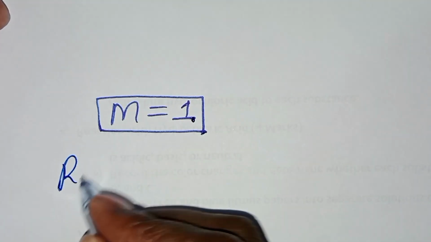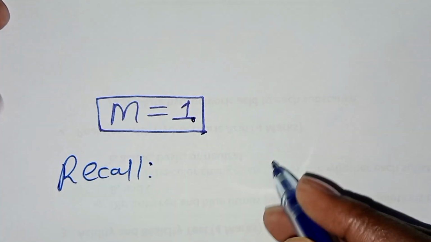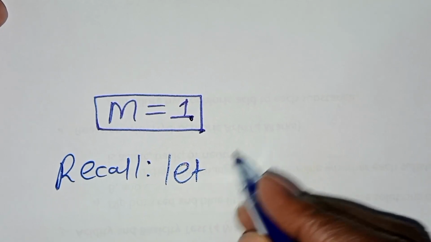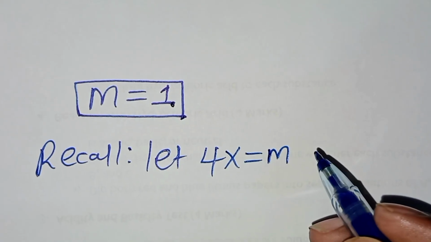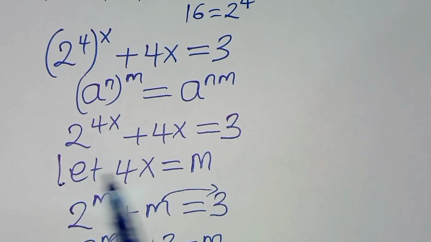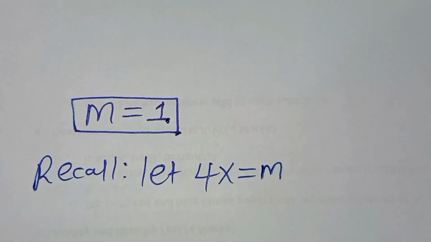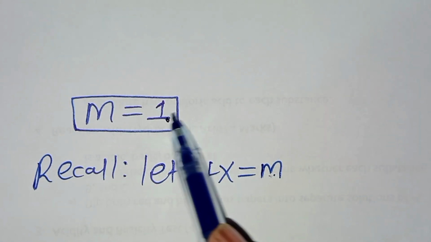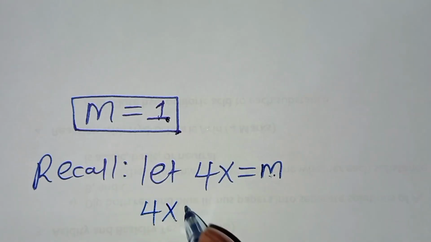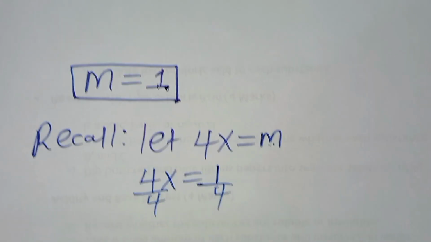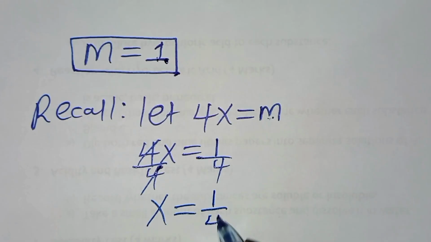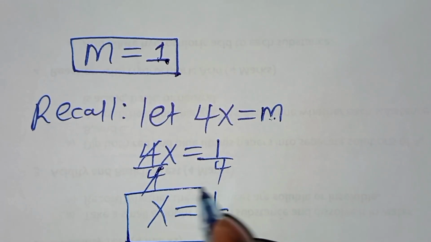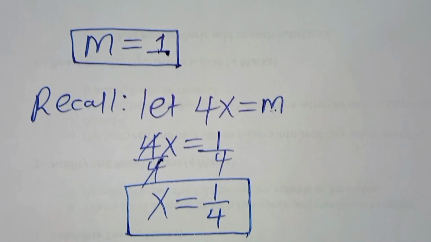Now if you recall, we insist that let 4x be equal to m. Okay, from what you have here, let 4x be equal to m. Now substituting the value of m here, which is 1, then we'll have 4x, this is equal to 1. Let's divide both sides by 4, so that now here the value of x is equal to 1 over 4. So this is the value of x.